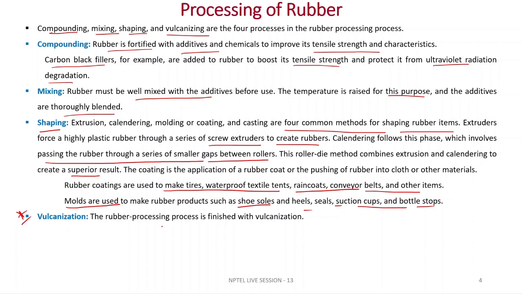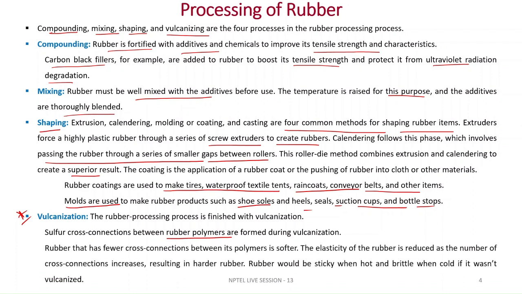Vulcanization is the process where rubber processing is finished. Sulfur is added to make cross connections between the rubber polymers to give it more strength. Rubber that has very few cross connections between its polymers is often softer. The elasticity of the rubber is reduced as the number of cross connections increases. It becomes harder, with reduced elasticity.